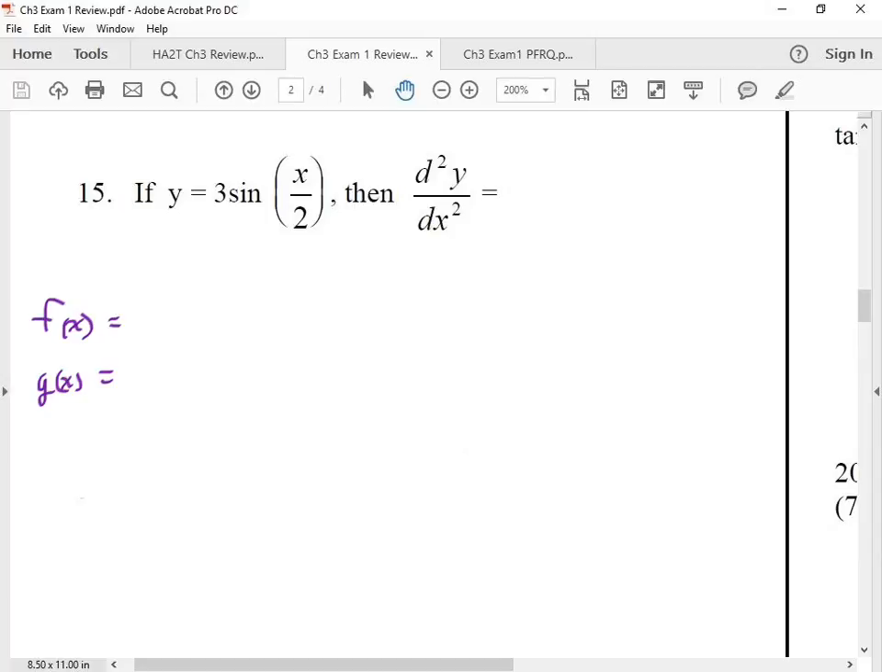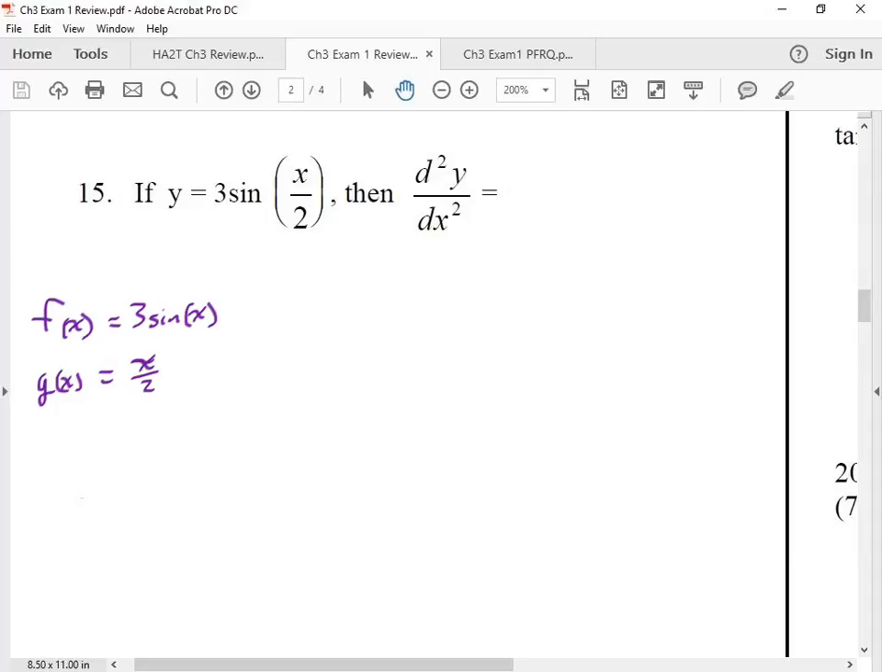So what is the inside function? I normally identify the outside function first. What's my inside function? X over 2? Yes, so my inside function is x over 2. Where's the outside function? 3 sine. Yep, outside function is 3 sine x. All right, you guys good? Ready to roll? All right, it is derivative time.